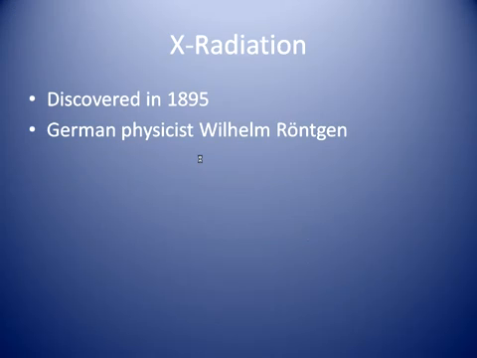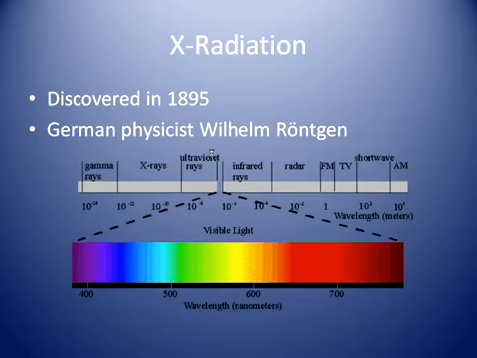X radiation was discovered in 1895 by German physicist Wilhelm Röntgen. X radiation is a source of electromagnetic radiation that travels at the speed of light, just like any other source of radiation. It travels through a vacuum, and the given electromagnetic spectrum shows you exactly where X-rays occur.